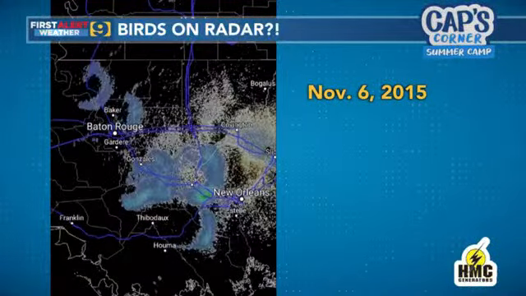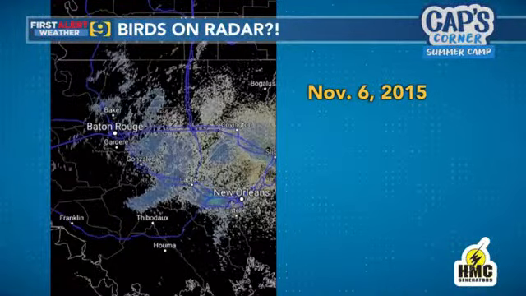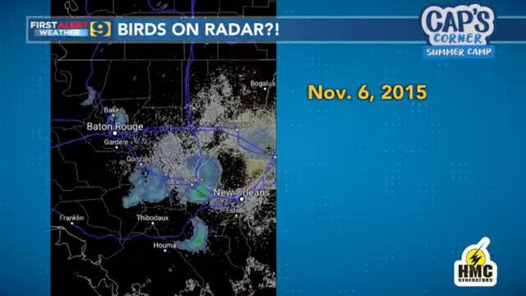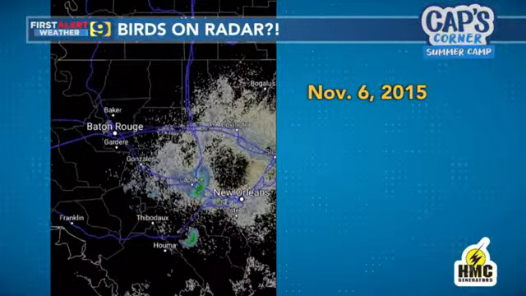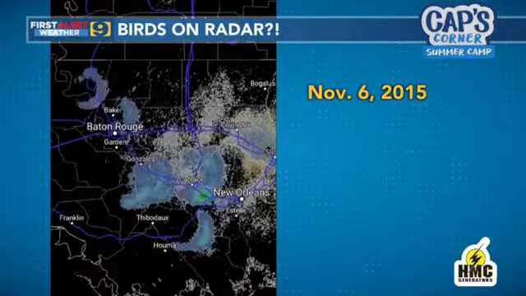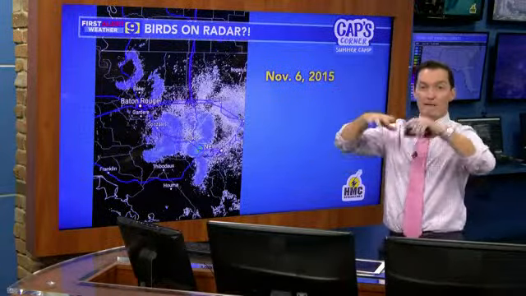So this is something I'll often see around sunrise. If we watch radar, birds will be in their nests and they start to take off around sunrise, and you'll get these rings showing up. That's the radar beam bouncing off of flocks of birds taking off in the sky.